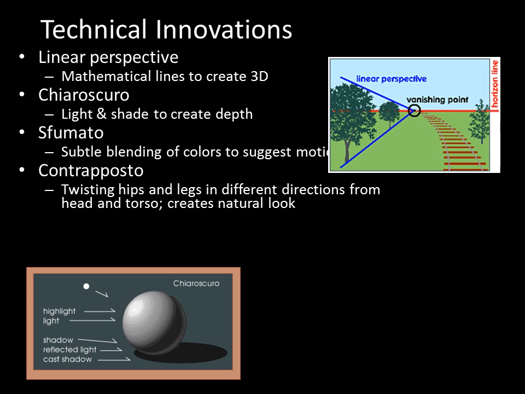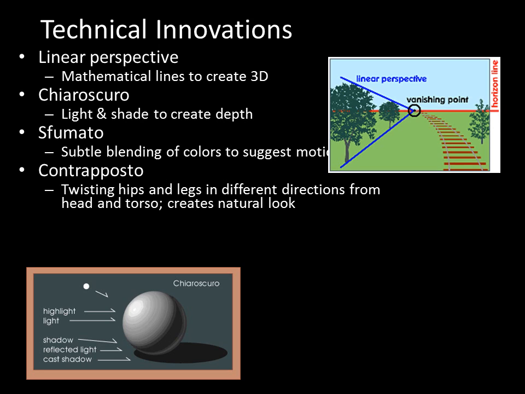A couple of the technical innovations: what makes Renaissance art so realistic? A lot of this you're going to be familiar with from any art class you've taken. The idea of linear perspective, having a line here. We know that these train tracks on the right side seem much wider closer to us. Well, that's just an illusion, of course. So we are suggesting that things disappear off into the future.